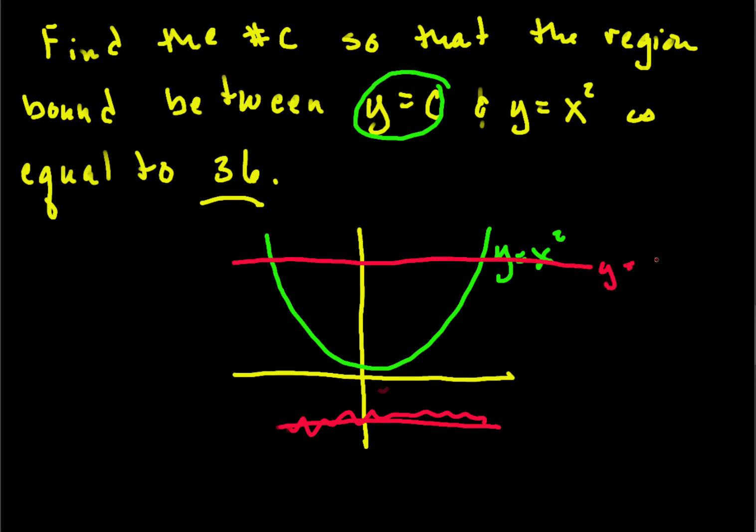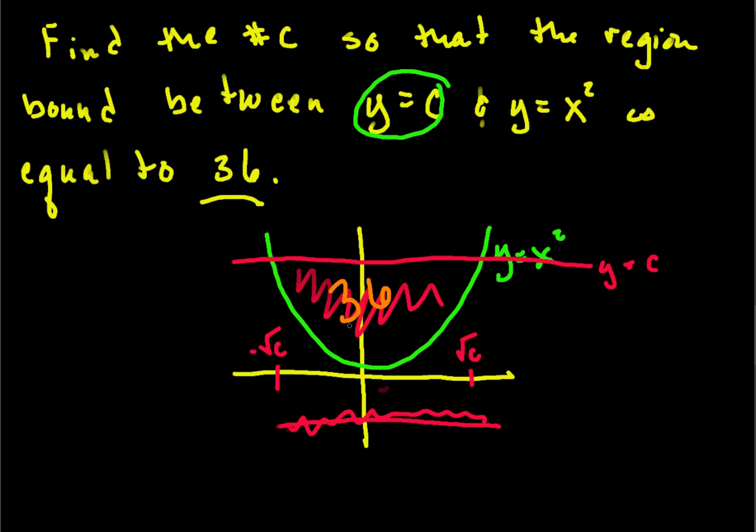So if y equals C, then we know that x is going to be the square root of C over here, and x is going to be negative square root of C. Those will be my bounds of integration if I want to know what that area is. And I'm told that that area has to be 36. This region has to have an area of 36. And now I can set up my integral. 36 has to be equal to the area between these two curves.